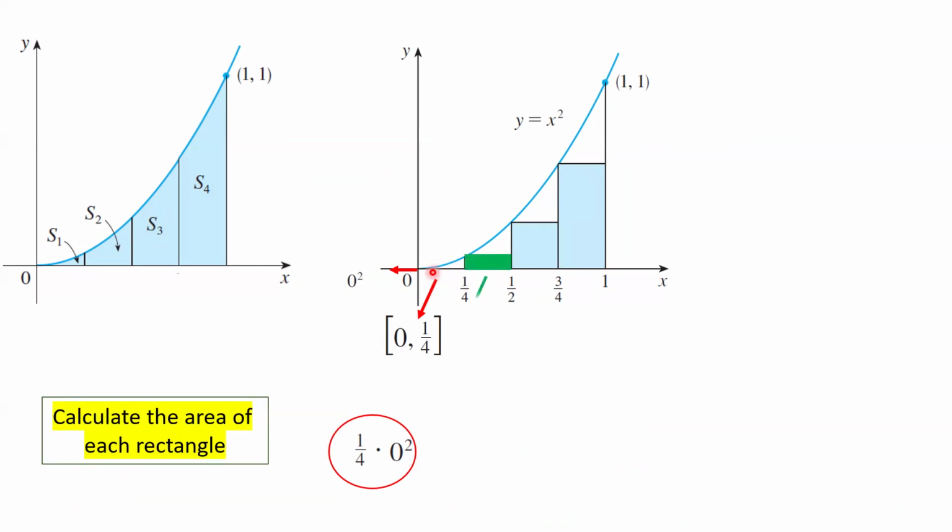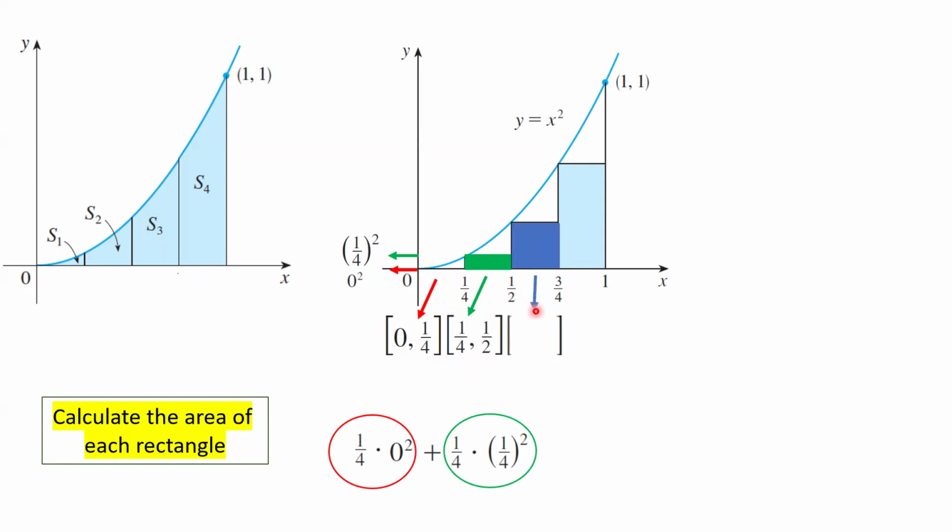The second rectangle is located on the subinterval 1/4 to 1/2 with height (1/4) to the second power. So this area is going to be 1/4 times (1/4) to the second power. Let us calculate the area of the third rectangle, which is located on the subinterval 1/2 to 3/4 with height (1/2) to the second power. So you get the third area to be 1/4 times (1/2) to the second power.